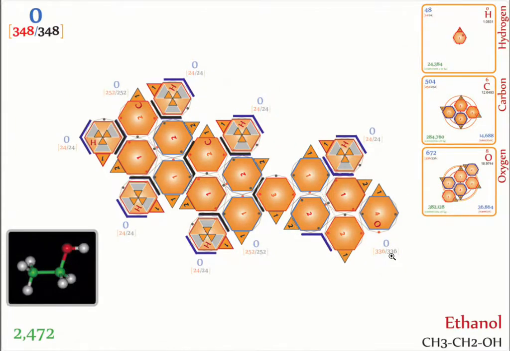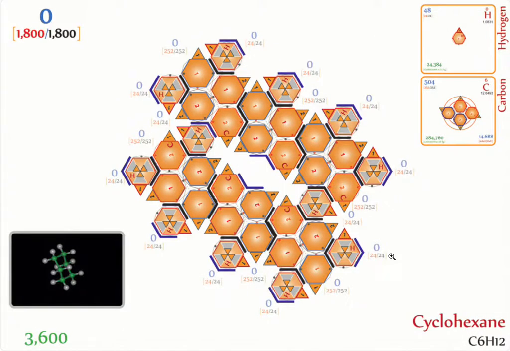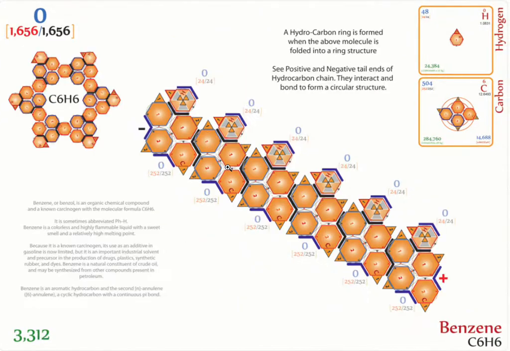Obviously different compounds can arise, like ethanol, trihexane, and it might be trishexane, cyclohexane. You can see that in fact this could be redesignated. Instead of a cyclic, it could actually be just a double chain held together with a hydrogen bond. And onwards and upwards till you get to things like benzene.